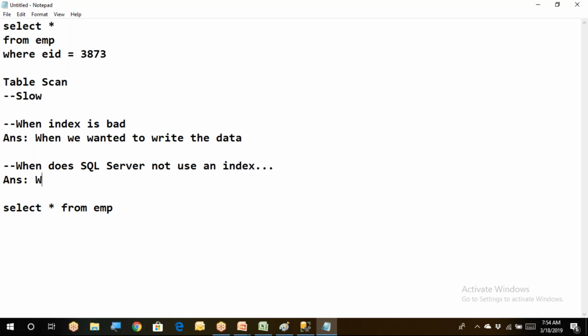Okay, so when we read all the data, that means if you want to read data randomly, for example, what is my balance? I'm focusing on one row or a set of rows. That time only the indexes are useful. But if you want to read complete data, definitely indexes are bad.